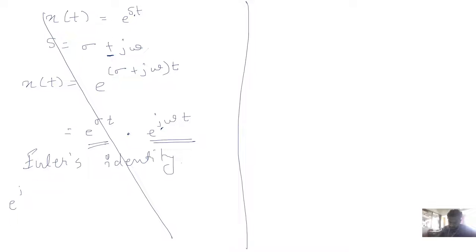Okay, let me scratch this and write it again. e raised to st, and s is going to be sigma plus or minus capital omega j omega. I hope you understood where I made the mistake. Therefore I just cross this and I am writing again.